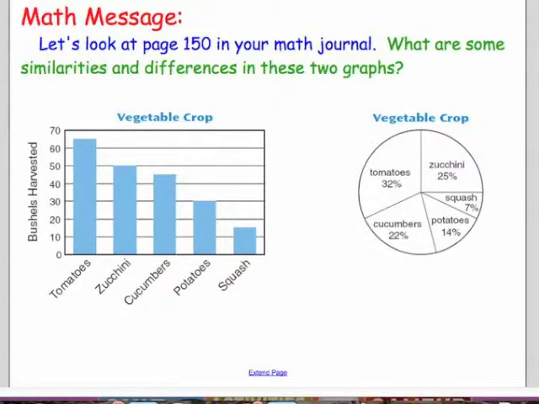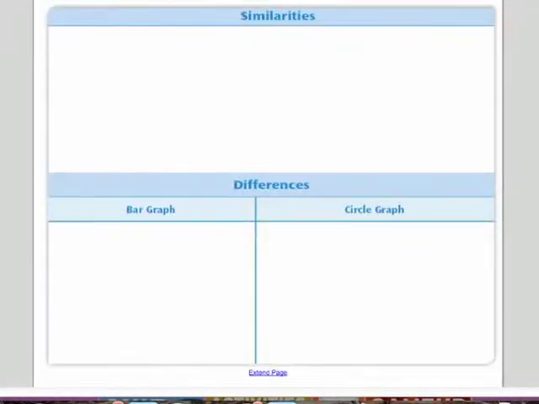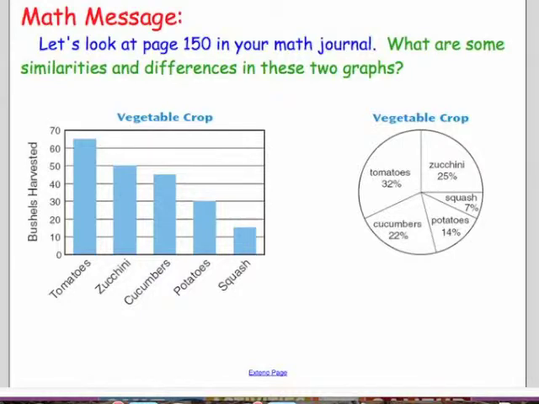All right, so here's our math message. Go ahead and open up your journal to page 150. You're going to see these two graphs here. We have a bar graph, we have a circle graph. Underneath here, it has some boxes that look like this. I want you to list out all the similarities that you can, as well as all of the differences between these two graphs. So go ahead and take some time and list out as many as you can. Press pause and do that now.